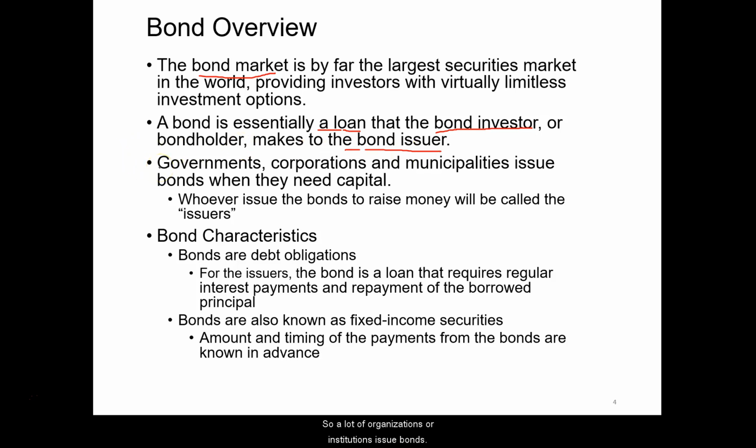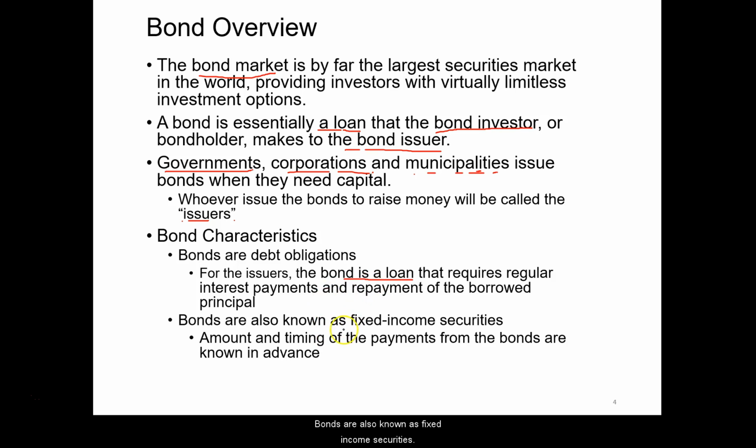A lot of organizations or institutions issue bonds. That would include governments, corporations, and also municipal governments and government agencies. Whoever issues a bond, we will call them the issuers. So again, bonds are debt obligations. If they issue bonds, they are making a promise to pay back principal plus interest. You can imagine if the issuers fail to repay, they can face legal consequences. Sometimes that can drive them into bankruptcy.